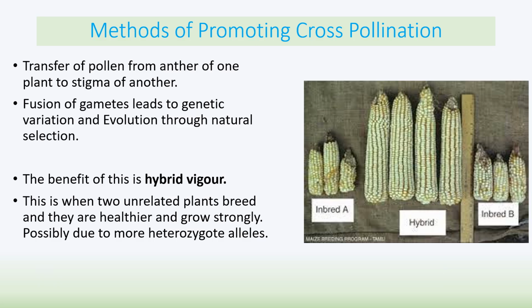We can also talk about cross-pollination and different methods of it and why it's important. Cross-pollination is the transfer of pollen from the anther of one plant to the stigma of another. It leads to the fusion of gametes, leading to genetic variation and evolution through natural selection. This allows hybrids to be created and creates hybrid vigor. This is when two unrelated plants breed and they are healthier and grow stronger because of possibly more heterozygous alleles, so different alleles for each gene as a result. And you can see here corn plants have been inbred for species A, species B, and when they're bred together, you get that hybrid vigor, stronger, bigger plants.